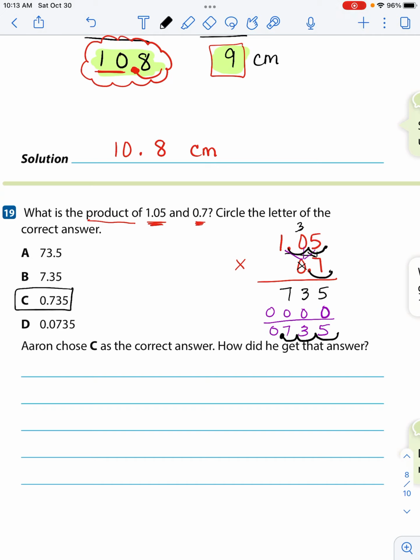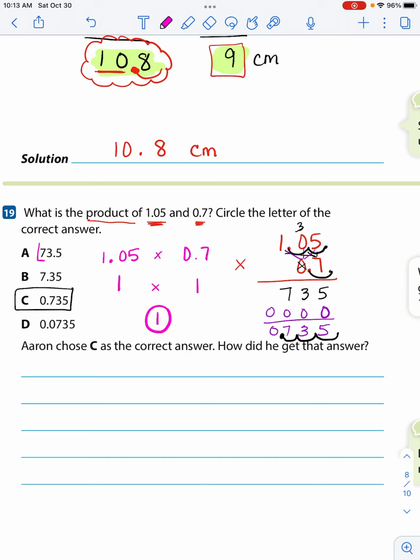Aaron chose C as the correct answer. How did he get that? I want to show you something. Just by using a smart estimate, we can see that 1.05 would be rounded to 1, and 7/10 could be rounded to 1. And what is 1 times 1? It's 1. So logically, we would need the answer that would be closest to 1 whole.